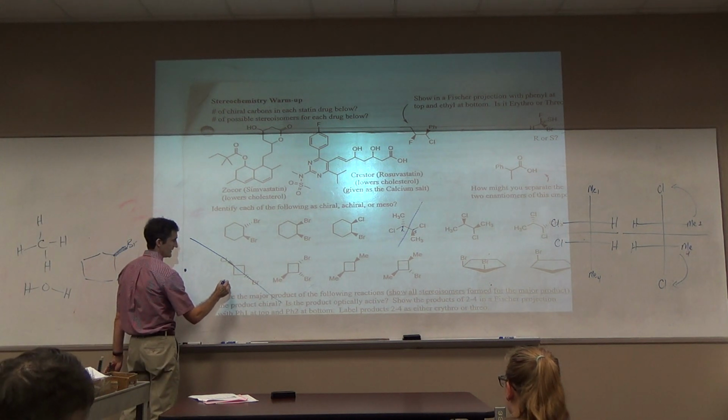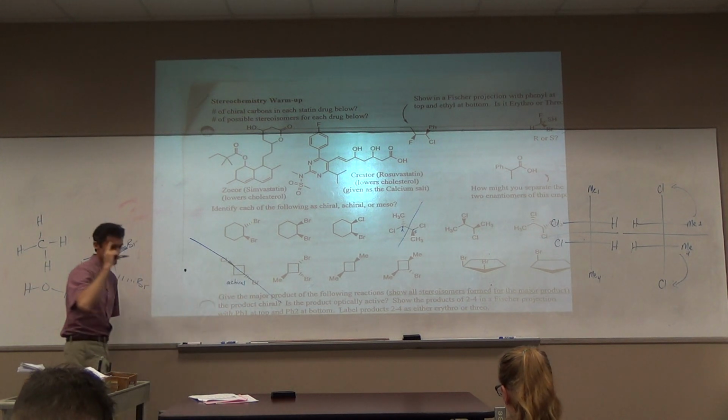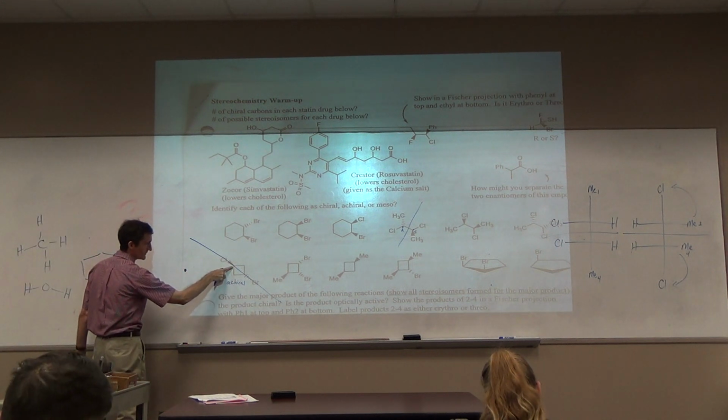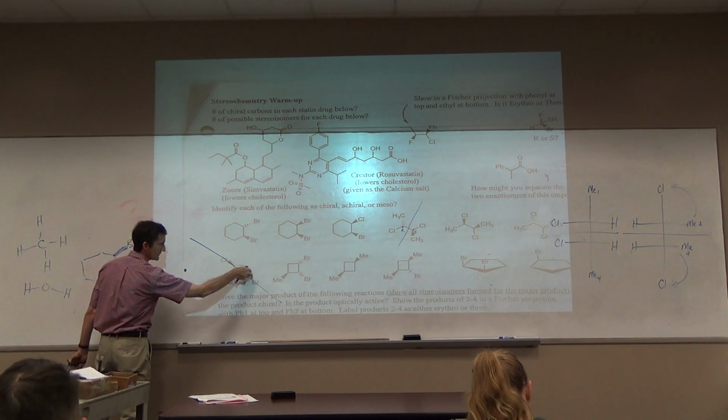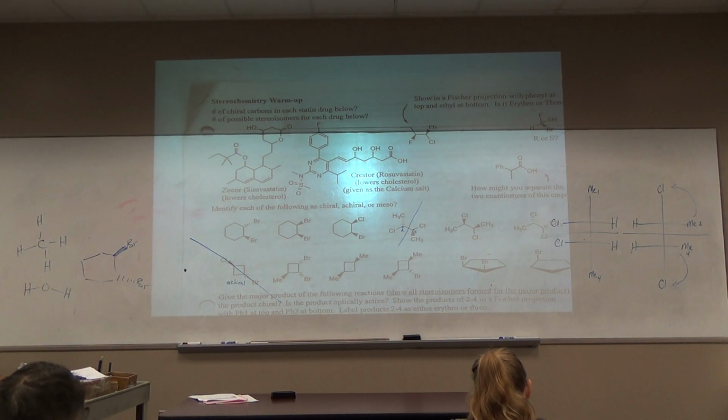Achiral. This compound is not meso. Why is it not meso? It doesn't even have chiral carbons. That carbon is not chiral, because if you go this way, you get the same as if you go this way. So you wouldn't call that meso. Everybody with me?